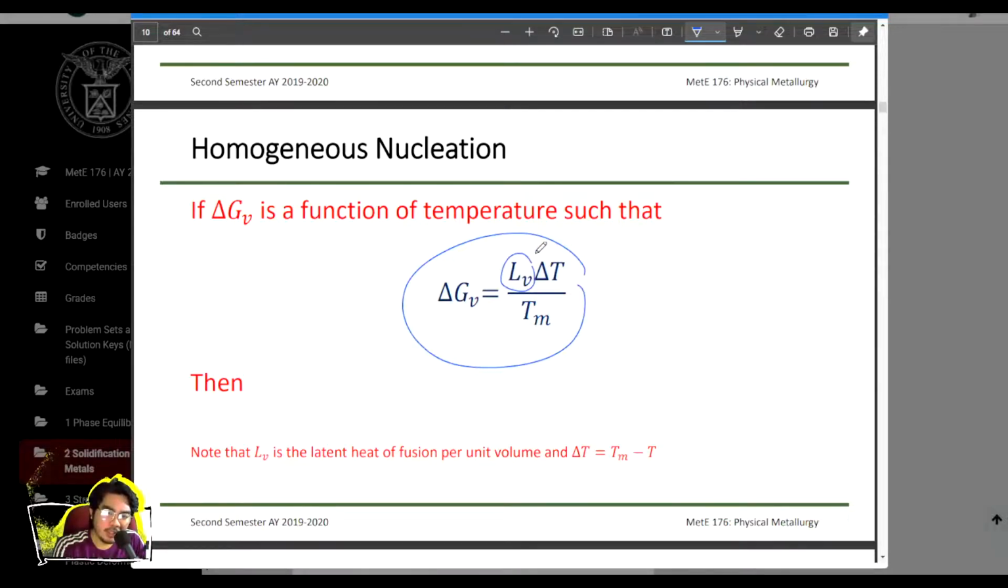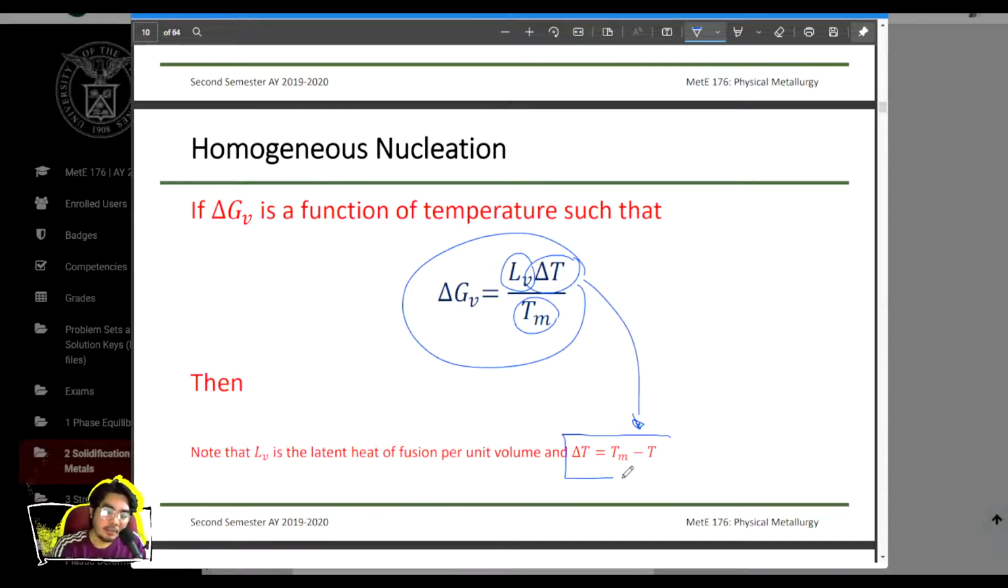This is discussed in MetE176, no? So this is the heat associated with the release of heat in the transformation from liquid to solid, no? And vice versa, heat is absorbed from solid to liquid naman. Okay? So if we multiply that with delta T and divide by the melting point, then we actually get the delta GV, no? And this delta T right here is equal to this value.